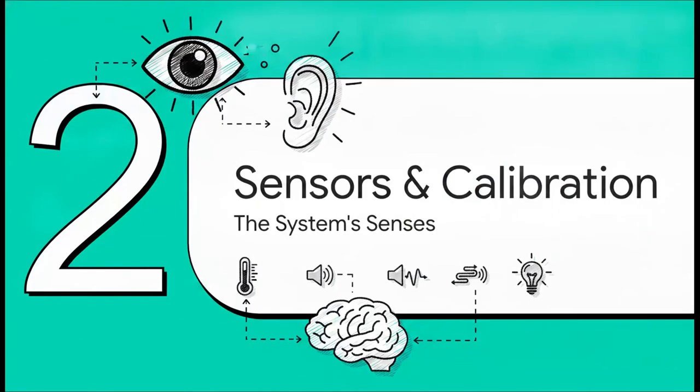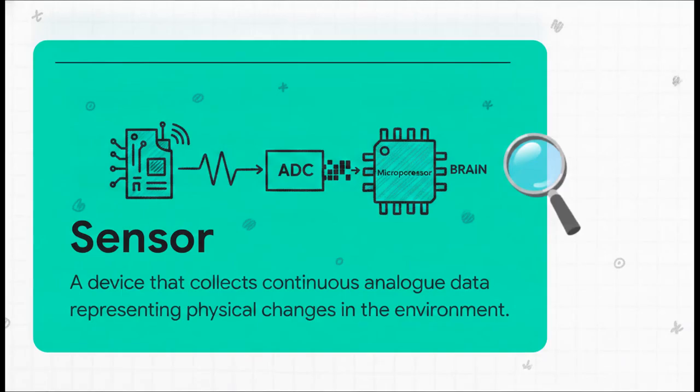Moving right along to Section 2, Sensors and System Calibration. Let's talk about the eyes and ears of our computer systems. What is a sensor? Basically, it's a device that collects continuous data representing physical changes in our environment. Now, notice how I emphasize the word continuous. A massive misconception is that sensors only send data when something changes, or maybe every few minutes. Nope. They are constantly feeding data to the microprocessor, the system's brain.